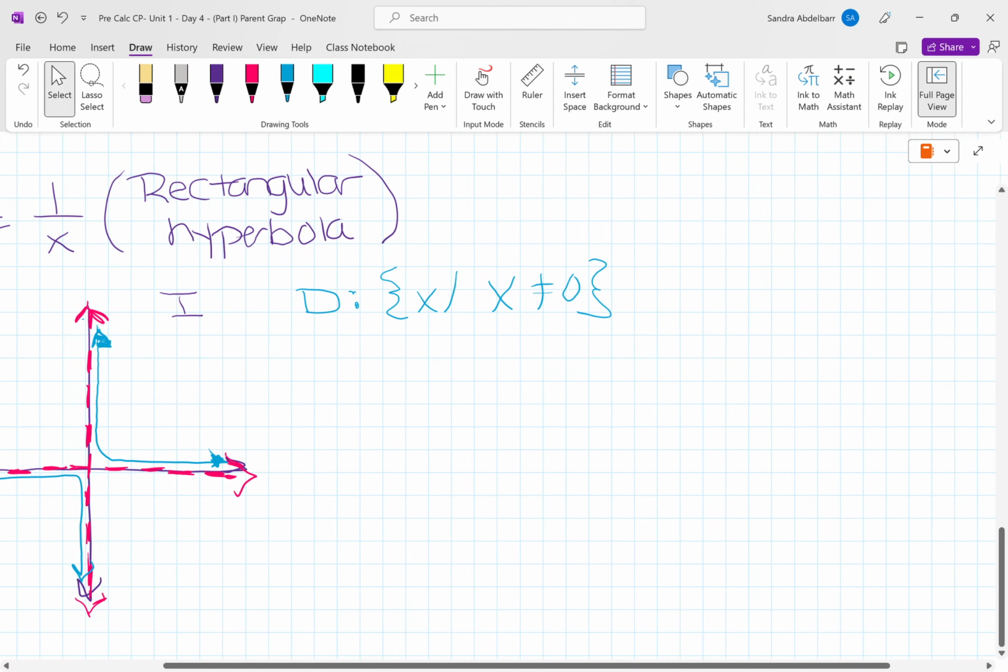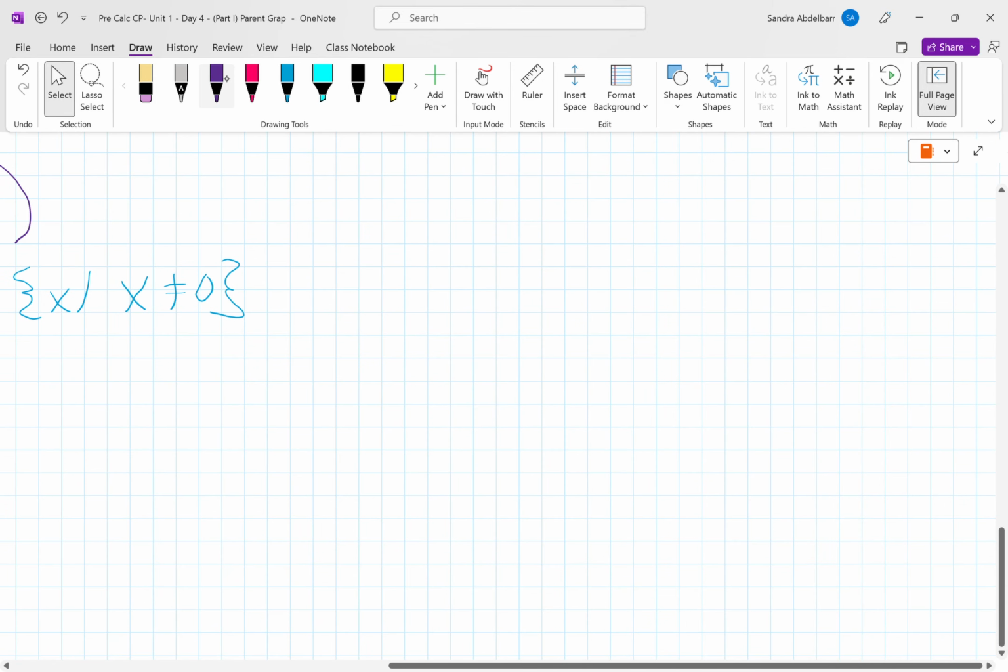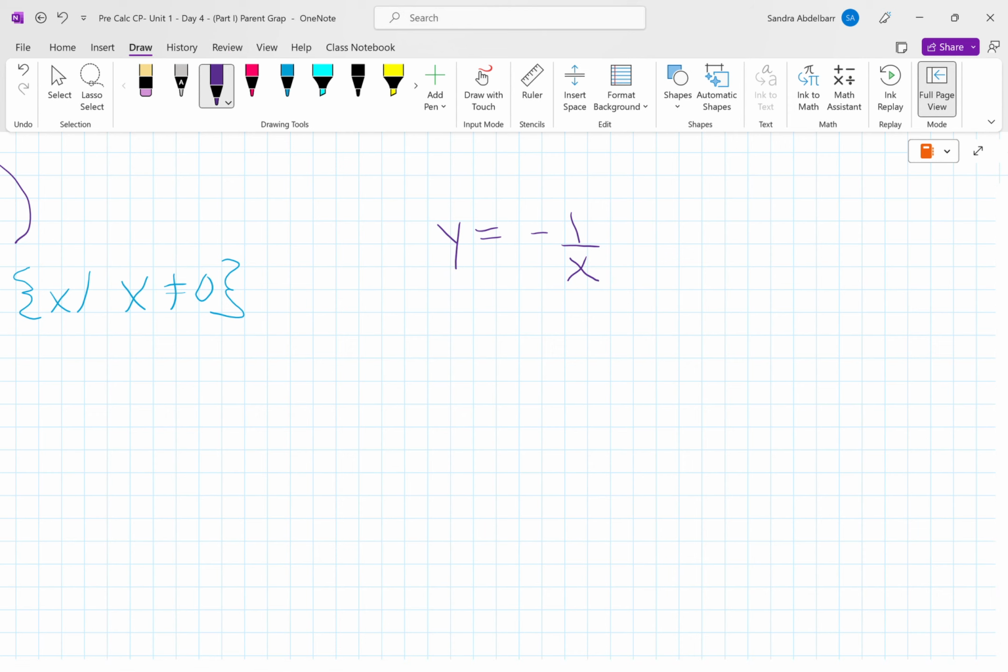Guess what I'm going to show you now? I'm going to take that rectangular hyperbola and do what to it? Negate it. So y equals the negation of 1 over x.